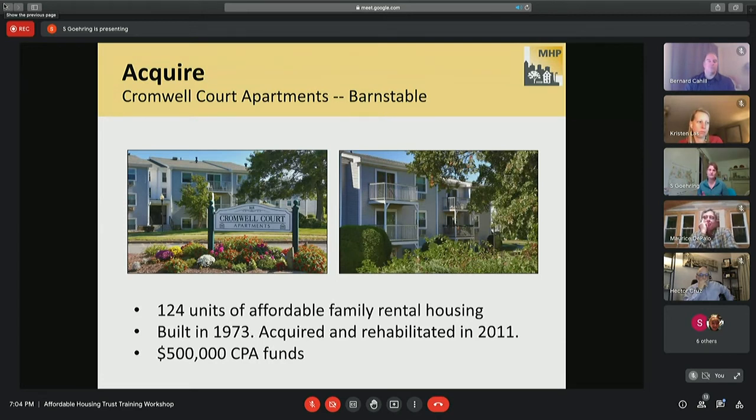In this particular case, it was through the CPC, but this could have been trust funds, and it would have had the same kind of outcome. It would have allowed this nonprofit developer to acquire the entire site. And now almost all of these 124 units are affordable. So this is an example of using your local funds to acquire existing housing to create affordable housing.